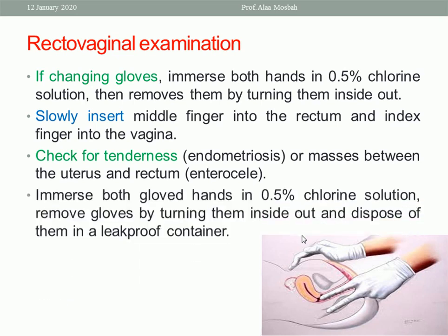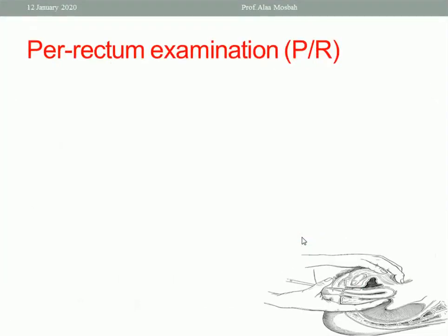Immerse both gloved hands after examination in 0.5% chlorine solution. Remove gloves by turning them inside out and dispose of them in a leak-proof container. What about BR examination? What is the indication of BR examination? This is a case with BR examination, as you see, using the index finger.